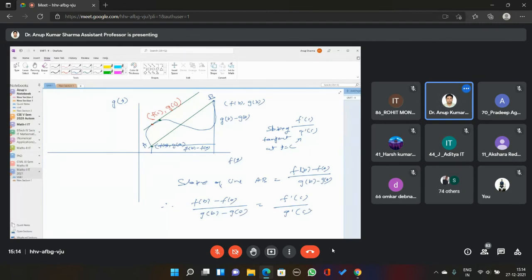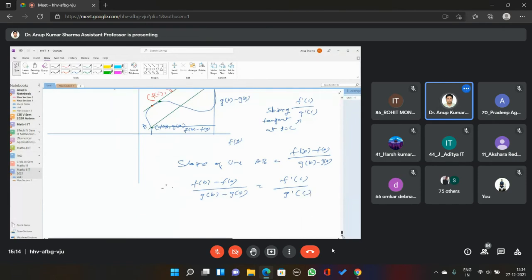Just a second. Okay, so I will ask you, you tell me, for what values of f and g does it become Lagrange's mean value theorem?